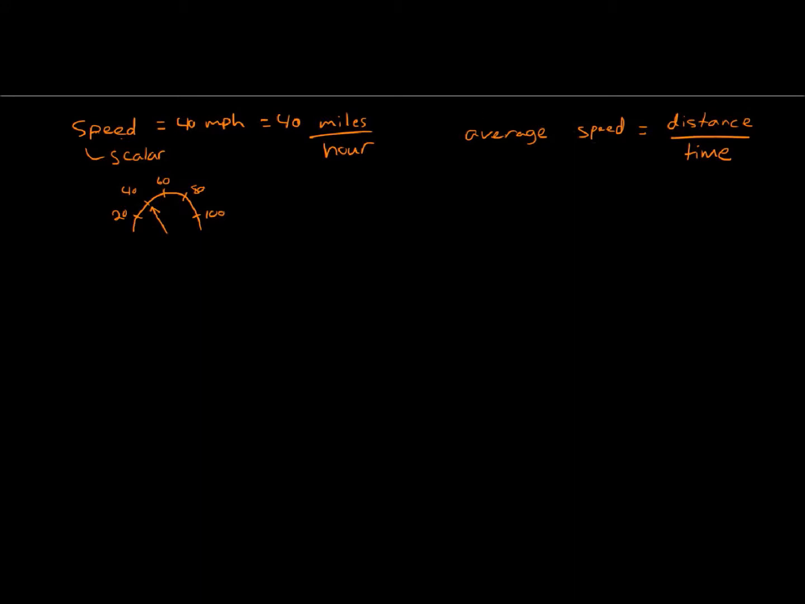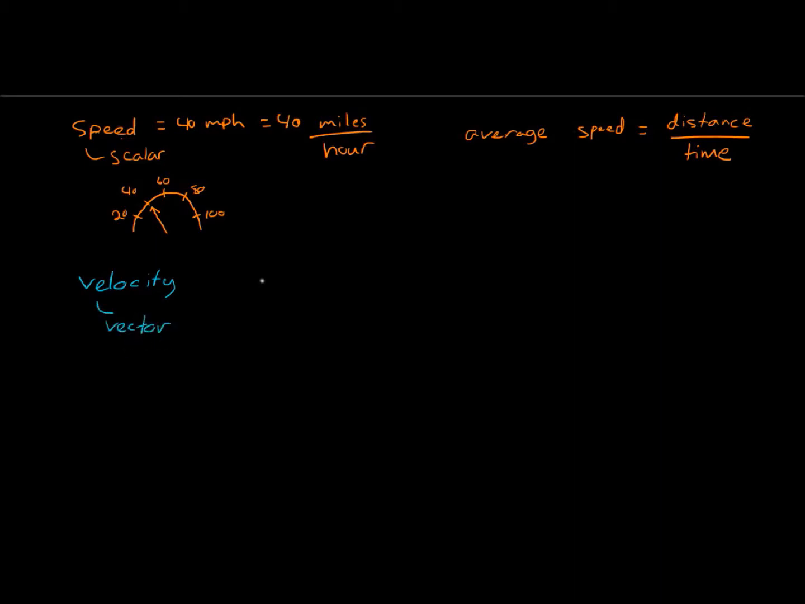So now let's talk about the vector version of speed, which is called velocity. You've probably heard velocity before, and maybe you weren't too sure what the difference between speed and velocity is, so now hopefully we'll illustrate that difference. Velocity is the same as speed in the sense that if I'm going 40 miles per hour, the magnitude of my velocity is 40 miles per hour. But velocity, being a vector, also has a directional component.